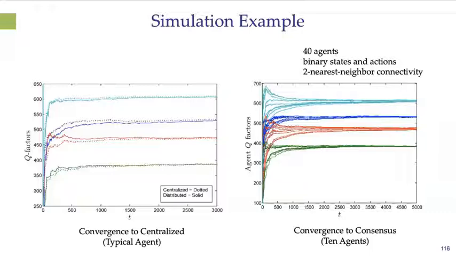On the right, we've chosen 10 agents at random, and we're just looking at how they achieve consensus. Again, there are 4 Q factors, and we're seeing that they're all converging together for these 10 agents. So just as in the case of other types of learning, when we have a decentralized algorithm, if we do it correctly, we can get centralized performance.